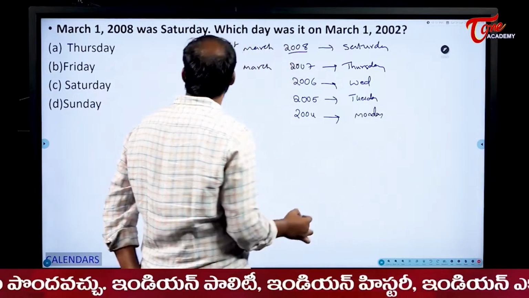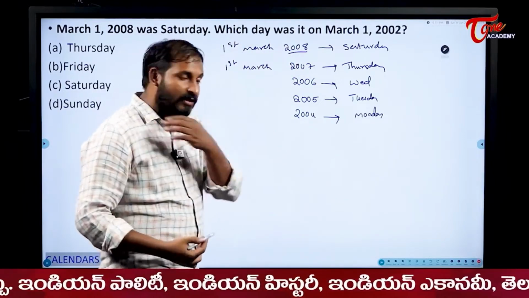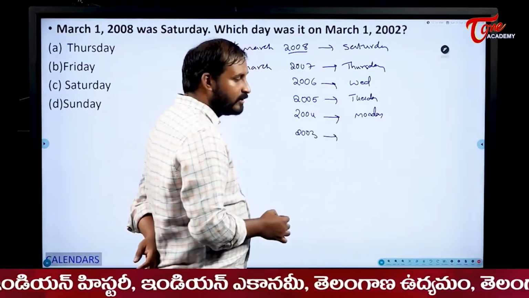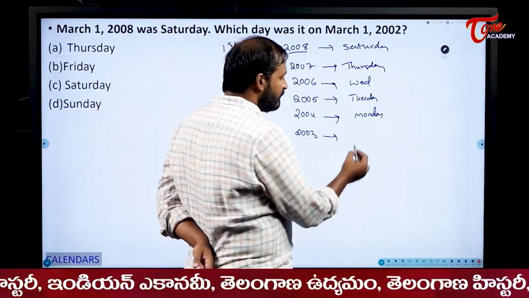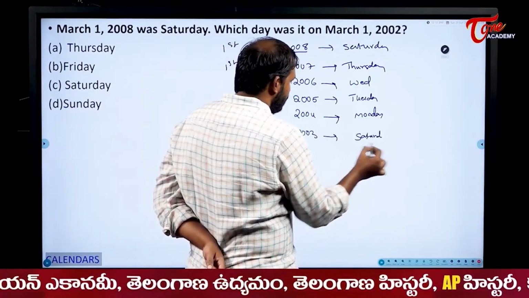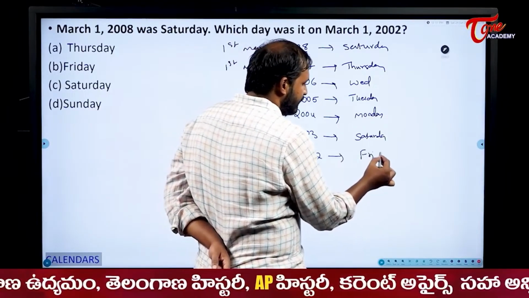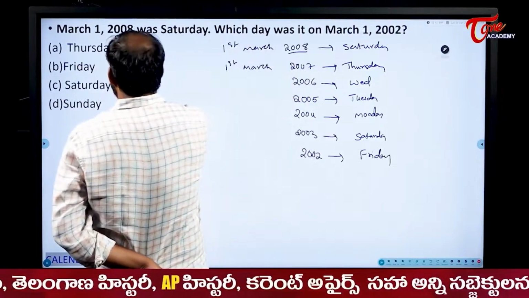But please be careful when you are going backward. Now 2003. Here we will have a 2-day jump, in the reverse manner. So it will become Saturday. And 2002 it will become Friday. So our answer here becomes Friday.